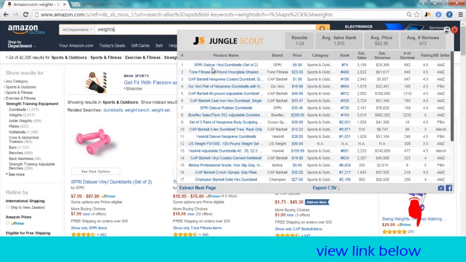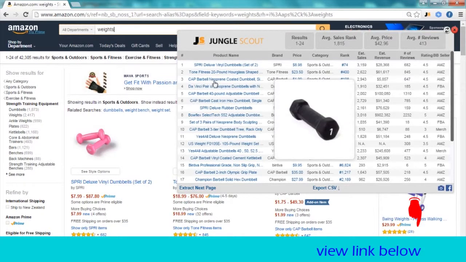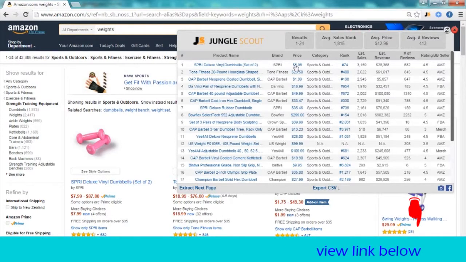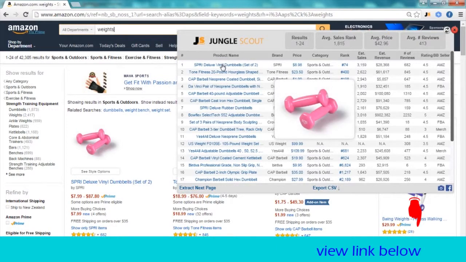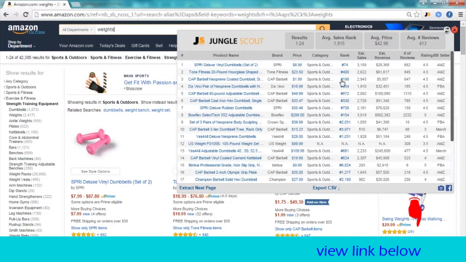So basically, as you hover over, the picture comes up, which is a really nice functionality. It gives you the price, and it gives you the ranking, and it gives you, wow, now this is powerful, the sales that this product is making and the revenue. So this product over here, pink dumbbells on the left, is ranked number 73, is selling 3,159 units in a month, and is bringing the owners in roughly $28,000 in turnover.